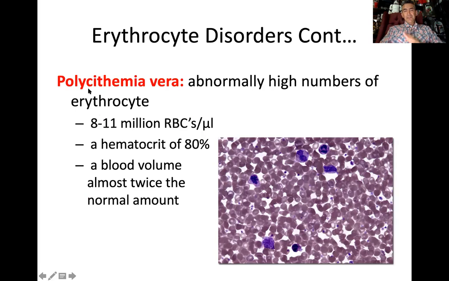Not a good situation. In anatomy and physiology, we know we want to keep a homeostatic point. If it gets too little, it's a problem. If it gets too excessive, it's another problem. And that's the idea of polycythemia.